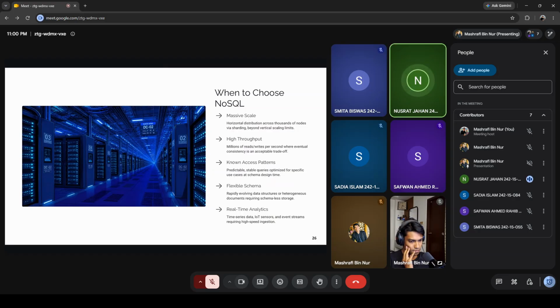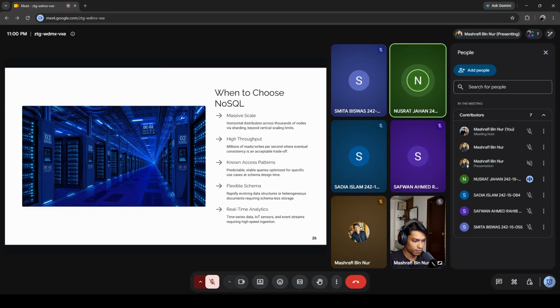Now let's look at the other side. When should we choose NoSQL? First case is massive scale. If our system needs to distribute data across thousands of nodes, NoSQL databases can provide excellent horizontal scalability. The second is high throughput. For applications that need millions of reads or writes per second, NoSQL can be a suitable option, especially when eventual consistency is acceptable. Another important factor is known access patterns.